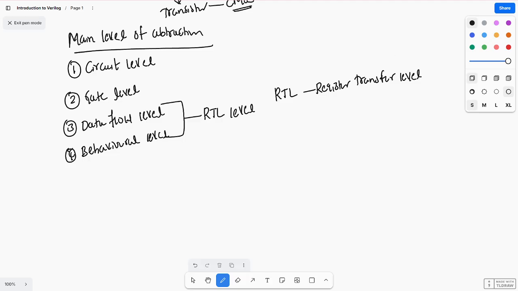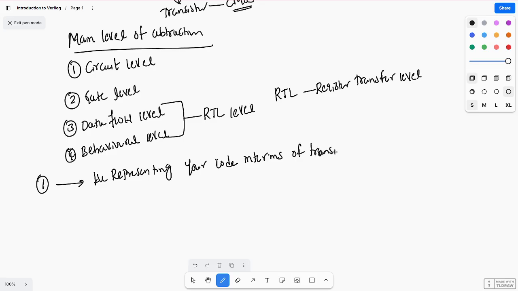Next, circuit level means you are representing your code in terms of transistors. That is nothing but the circuit level. And next is the gate level.